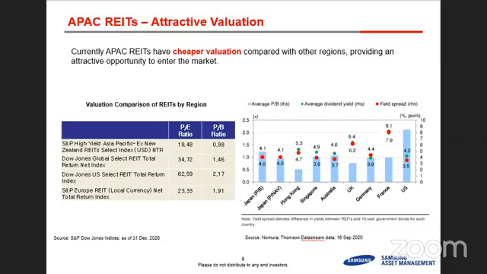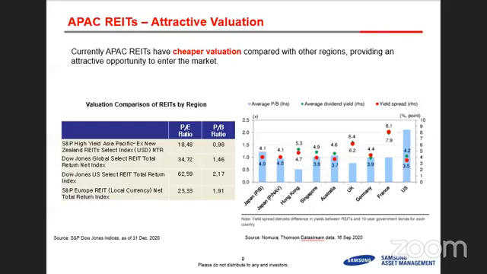And we compare with a global REITs benchmark, which is the Dow Jones Global Select REIT Total Return Net Index. And we also compare with a US and a European benchmark as well, which are the Dow Jones US Select REIT Total Return Index and the S&P Europe REIT Local Currency Net Total Return Index. And you can see in terms of the valuation indicators, price to earnings ratio and price to book ratio, APAC REITs, as represented by this index, have the lowest PE and PB ratio compared with the other regions.